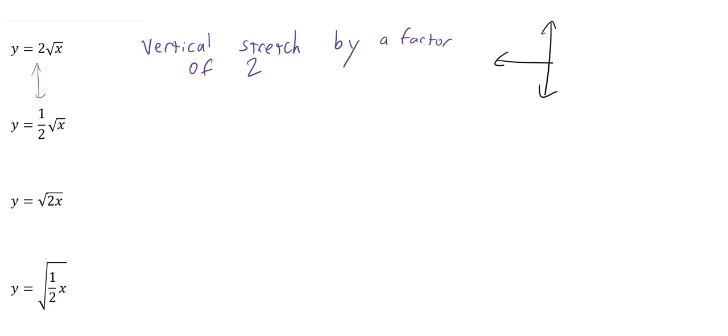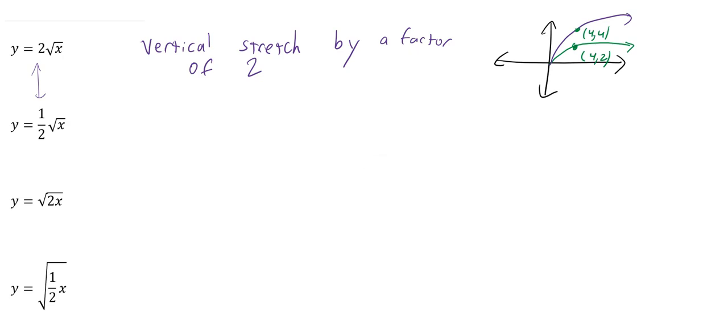The graph normally looks like this for square root of x, where it has the point 4, 2. But now we stretched it, so now it's going to look twice as tall. So it'll now have the point 4, 4. The point is twice as high up.